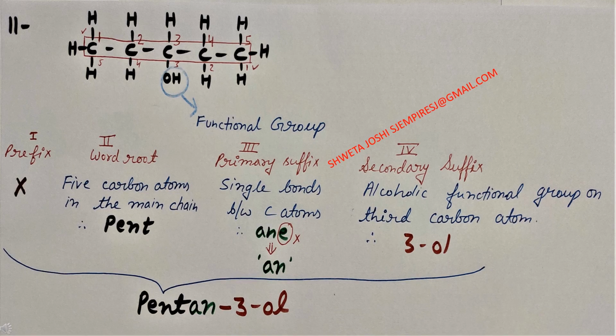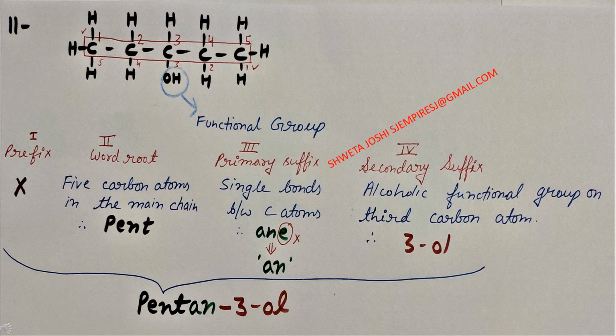Our next compound is CH3CH2CHOHCH2CH3. In this case, there is no substituent group attached, so the prefix part is skipped. Since there are 5 carbon atoms in the main chain, the word root will be pent. Because of the presence of single bonds between carbon atoms, the primary suffix will be ane.